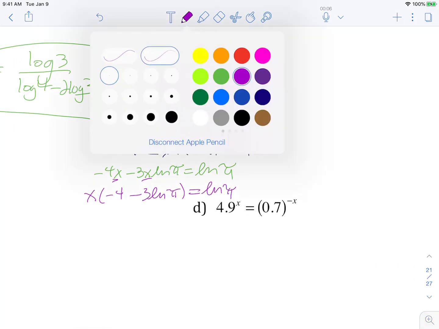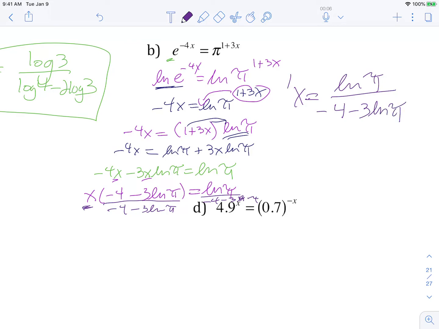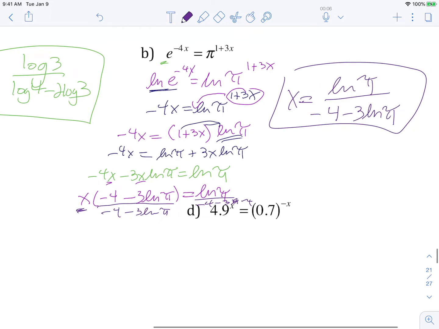And lastly, we're almost done here because I got to get x by itself. So I'm going to divide everything by negative 4 minus 3 natural log of pi. And I get x is equal to natural log of pi over negative 4 minus 3 natural log of pi. Just leave it like that.